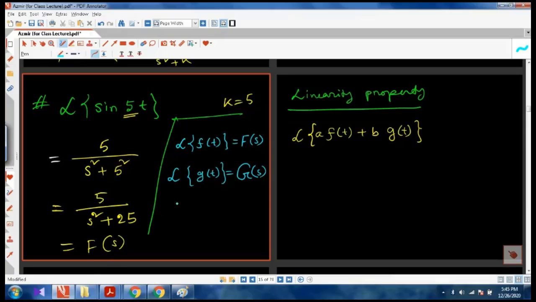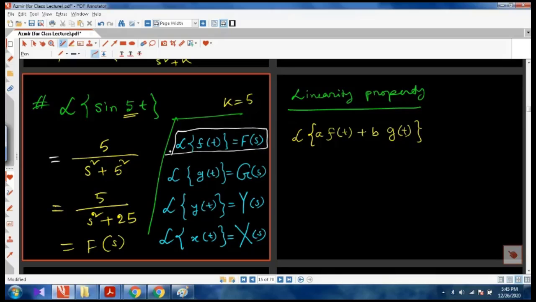Let's say we have the Laplace transformation of small y of t. So what will be the result? Y of capital S. Again, let's say we have the Laplace transformation of small x of t. It will be capital X. Since we are beginners, that's why we are dealing with these types of symbols, small f, capital F. But things will get complicated if we go into further contents.